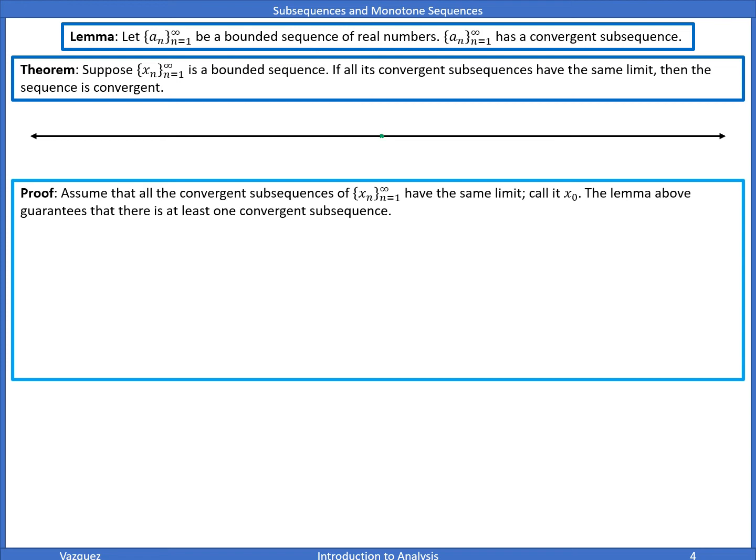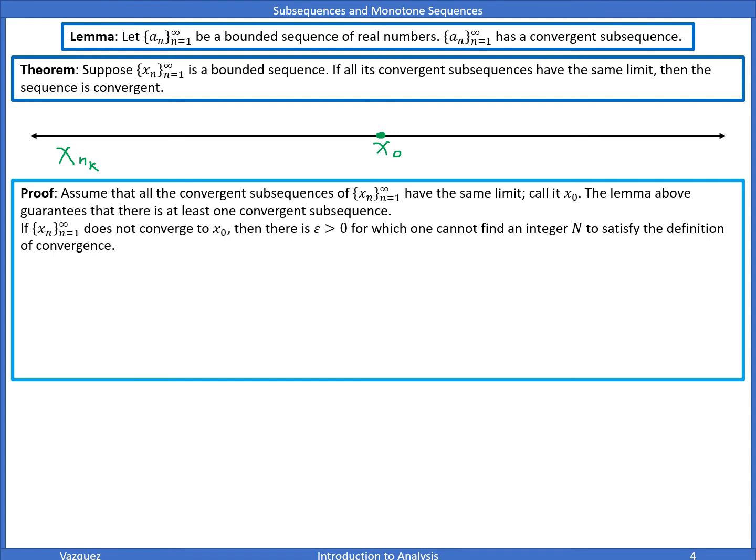So to explain that, let's just say this is x naught. And we're assuming that all subsequences x sub n sub k have the same limit, which is x sub naught. The lemma above guarantees that there's at least one convergent subsequence. From here, we're going to go with proof by contradiction.